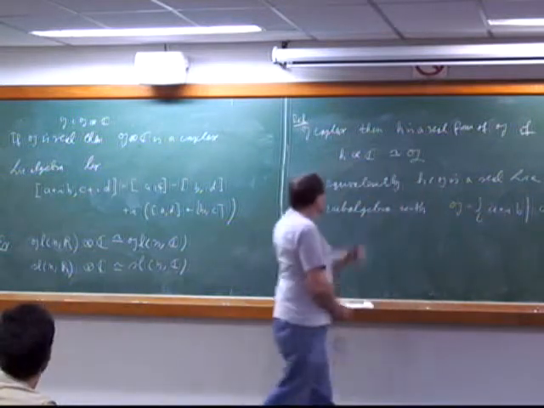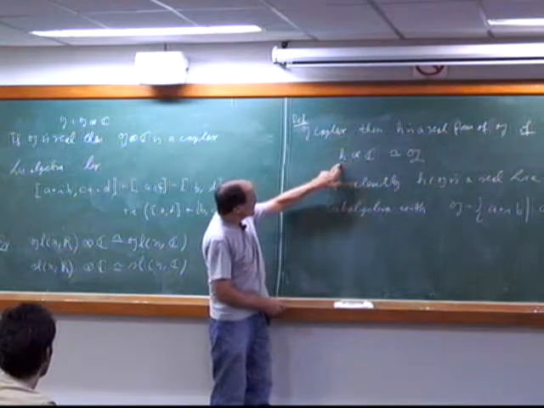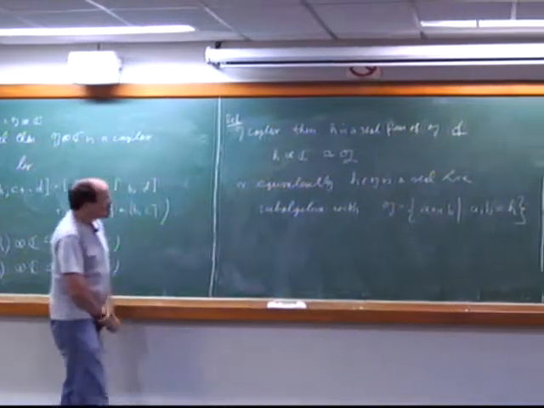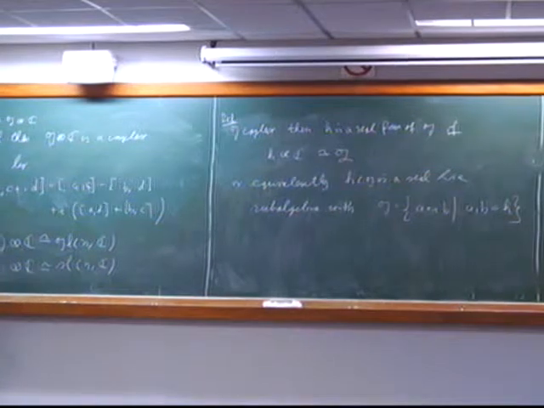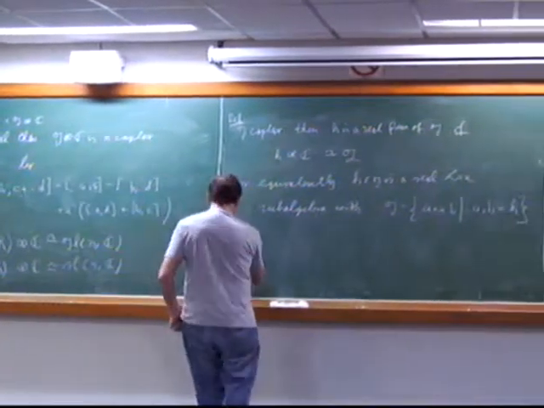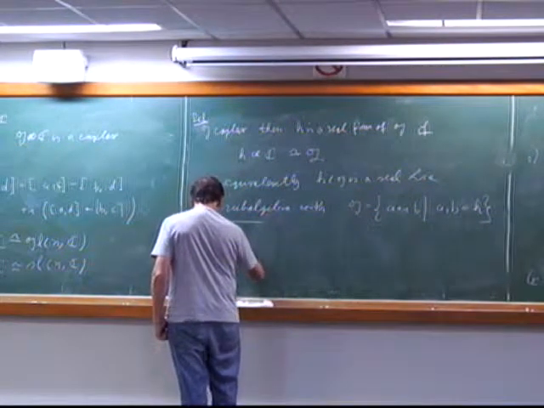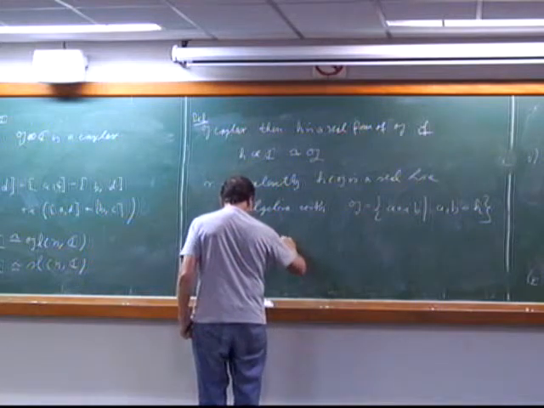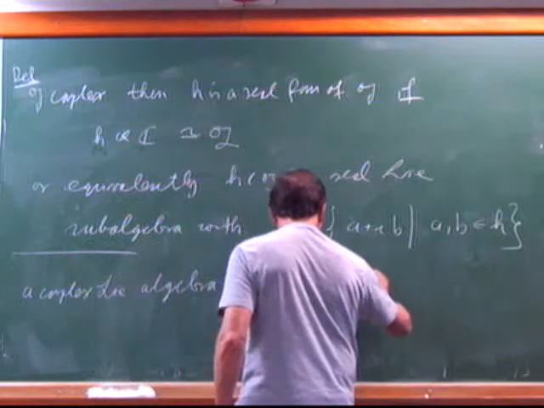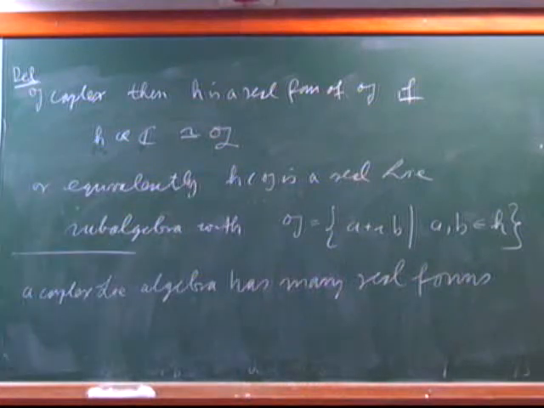Okay. And of course, now if I have an H which satisfies this here, then H is contained in here, which is contained in here by isomorphism, then the same thing holds. Right? So these are two different ways of viewing that something has a real form. Now, a comment here that we're going to see later on: a complex Lie algebra has many real forms. So to go backwards is not unique, right?